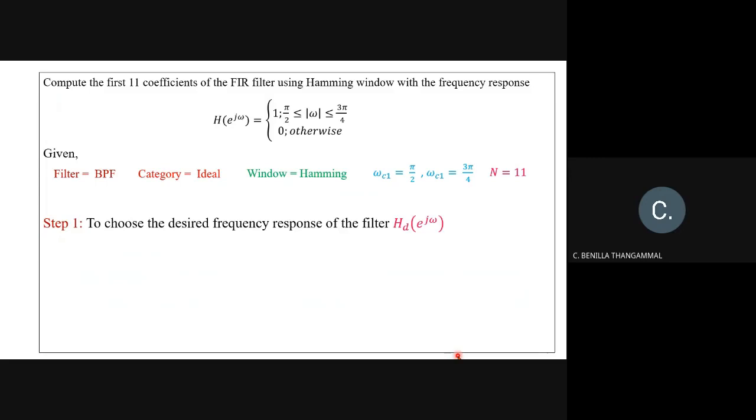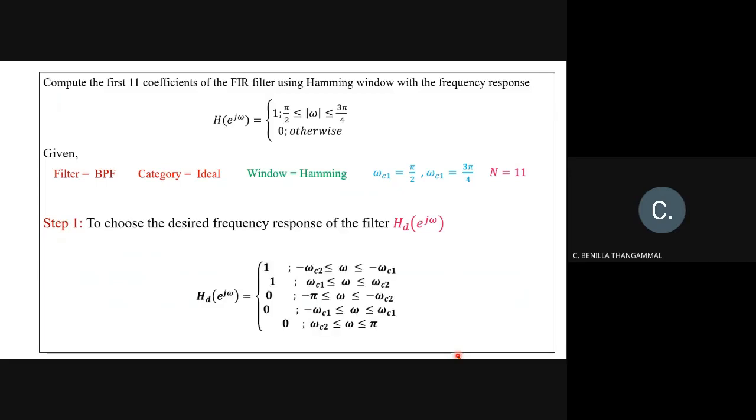Normally, after identifying the filter, make use of the general function so that you'll be able to derive it, and at the end you can solve for your omega c1 and omega c2 values. So your Hd of e power j omega is equal to 1 for minus omega c2 to minus omega c1, and 1 for omega c1 to omega c2, and 0 for all other values. Step 2 is to obtain your desired impulse response Hd of n.